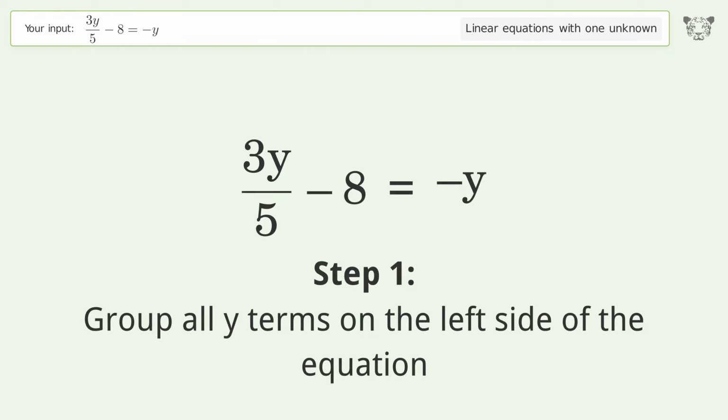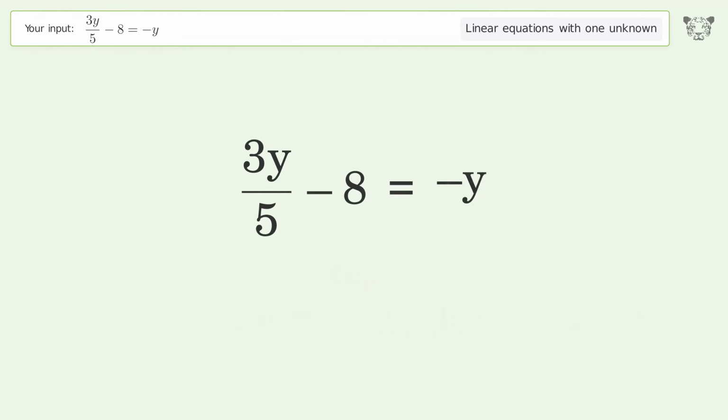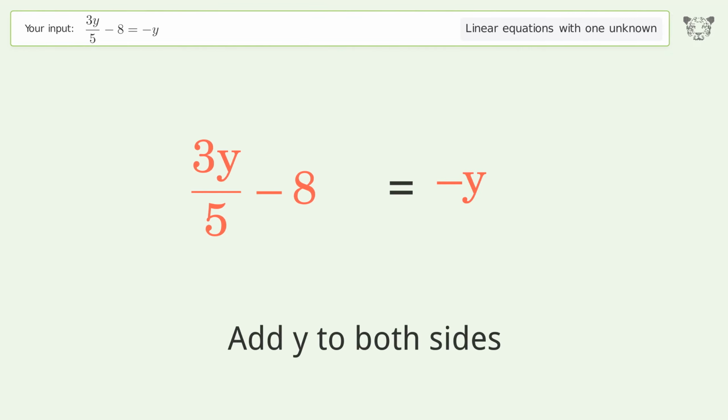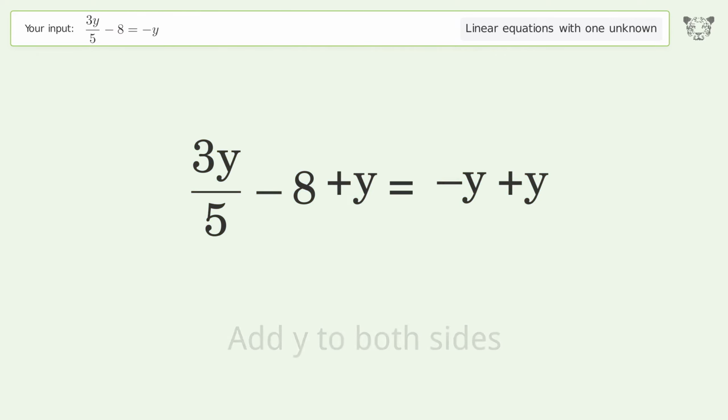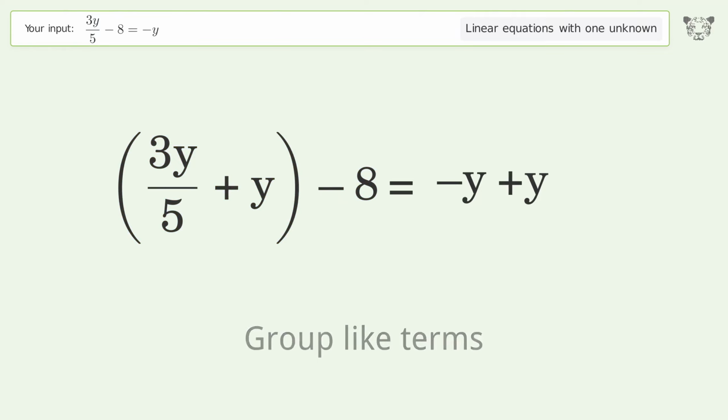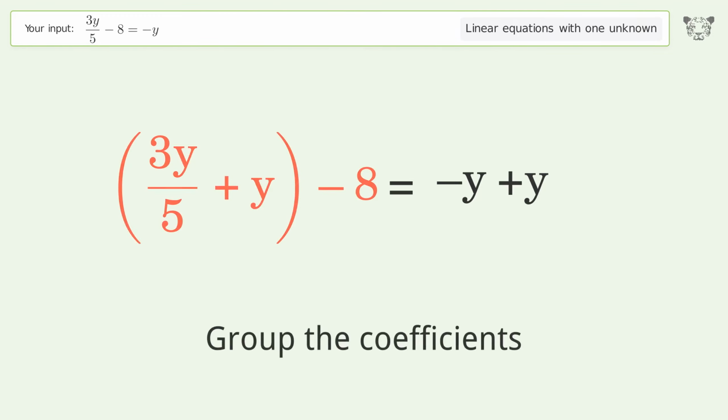Group all y terms on the left side of the equation. Add y to both sides. Group like terms. Group the coefficients.